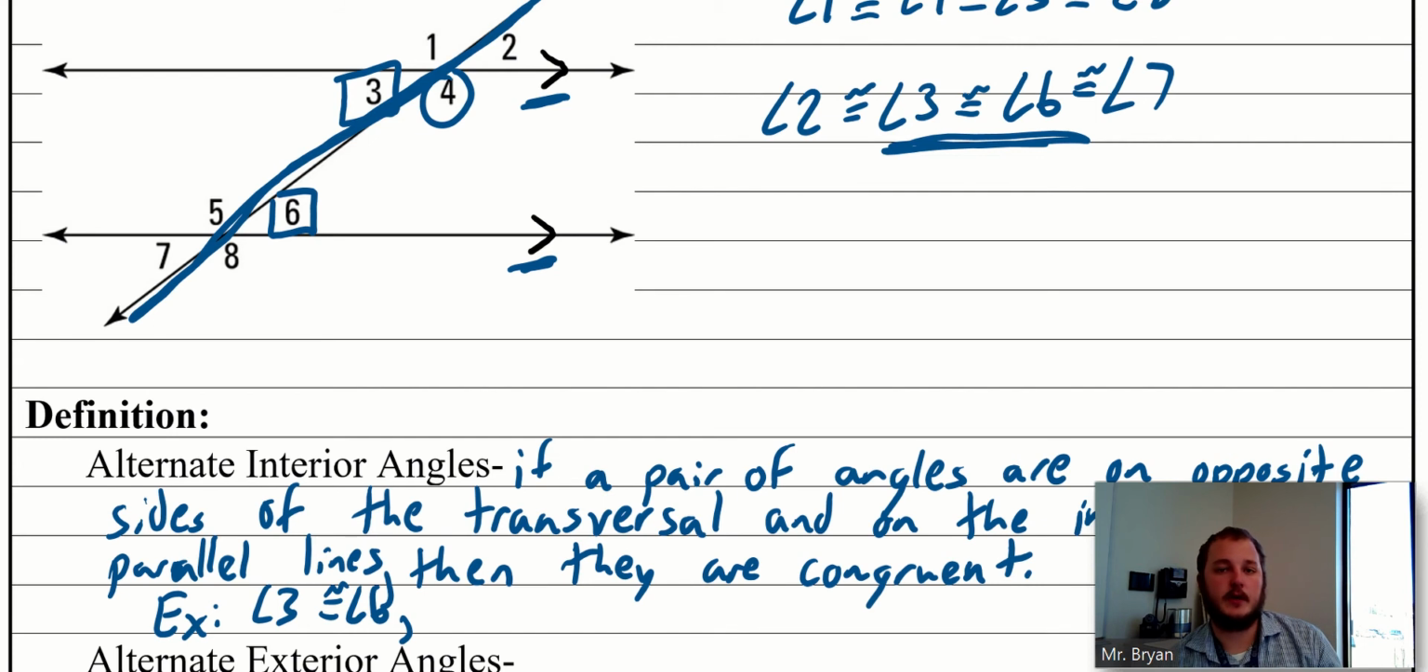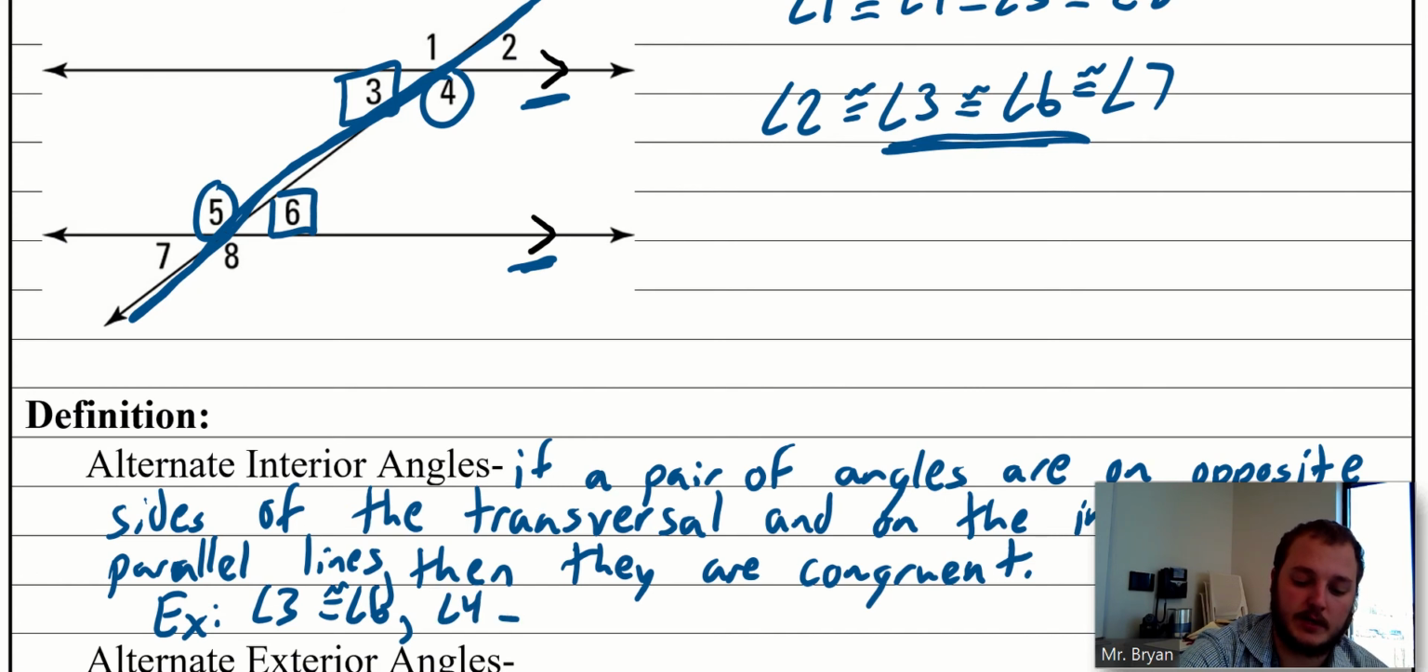So if we're saying what is another angle that's on the inside of the parallel lines and is on the opposite side of the transversal, that would be angle 5. So I could say angle 4 is congruent to angle 5 because they're alternate interior angles. Okay, so this is just a shortcut that I can use. So now I don't just have to rely on corresponding angles. I now have another type of angles that I can talk about.